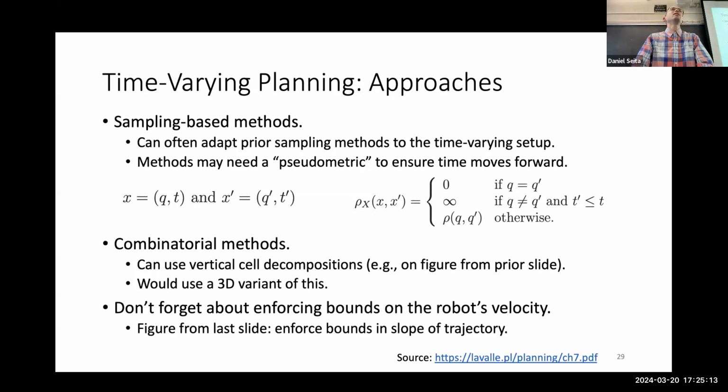So we talked about that last class, where we talked about cell decomposition, which assumes that you know the geometry of the obstacles. Then you could draw a vertical line, sample points which are centroids of each trapezoid or triangle, and then you connect them. You can extend that to 3D. And then you will want to make sure that you enforce a bound on the robot velocity.